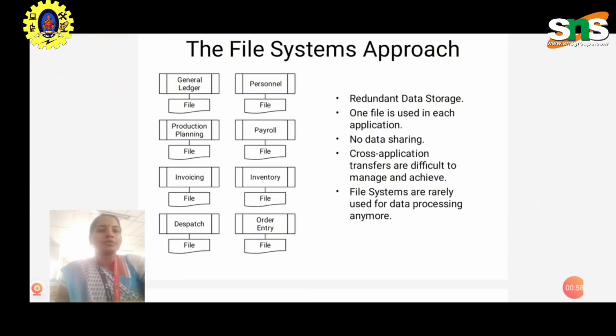Okay, so the file systems approach. What is the file system approach here? It includes several things such as general ledger, personnel ledger, production planning, payroll, invoicing, inventory, dispatch, and order entry. So redundant data storage is here. Redundant in the sense of repetition of the data. One file is used in each application. No data sharing is possible here. Cross application transfers are difficult to manage and to achieve.